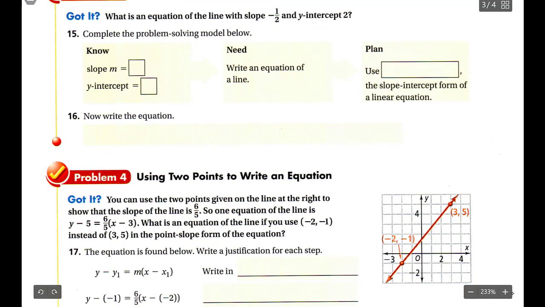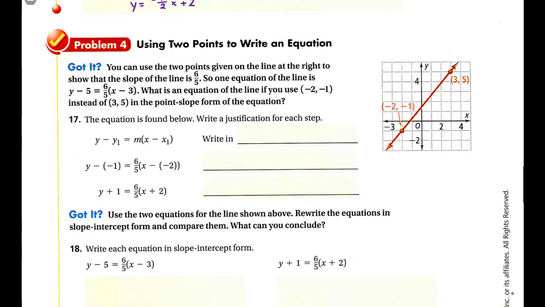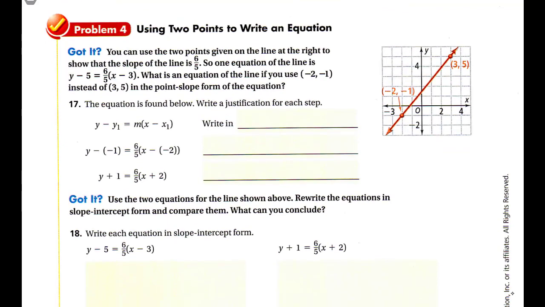The first thing we know is that the slope is -1/2, and we know that the y-intercept is +2. Well, we have a slope and an intercept, so that means we should use the slope-intercept form, which is y equals mx plus b. And now we just substitute in everything that we know. So it's y equals, our m in this case is -1/2, and our y-intercept is +2. And there's our equation.